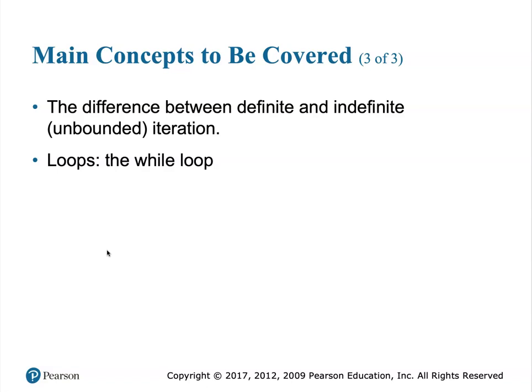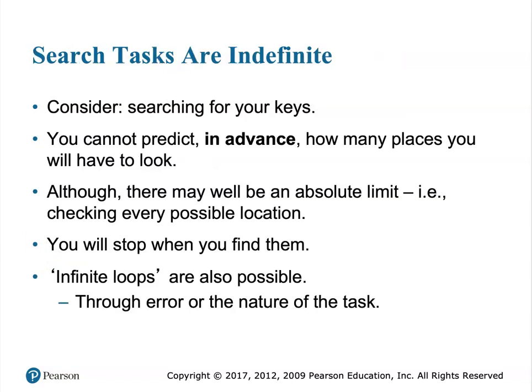So let's take a closer look at the distinction between definite and indefinite or unbounded iteration. And also, let's look at the syntax and the basic structure of the while loop. A very common thing to do is to search for an item. So unlike the previous search, which was tell me everything that meets this parameter inside of the entire collection, here we're looking for something and maybe it doesn't exist in the collection, or maybe it's the very first item we'll look at in the collection. We don't know how long it's going to take.